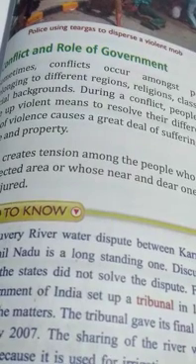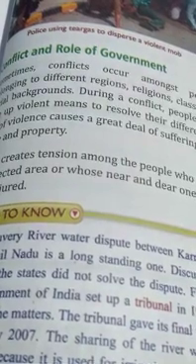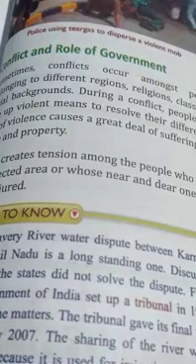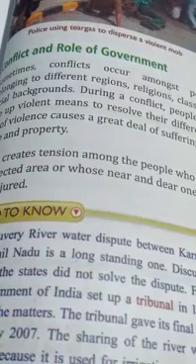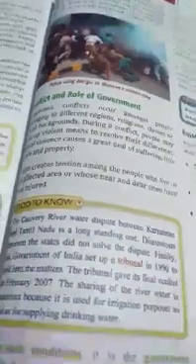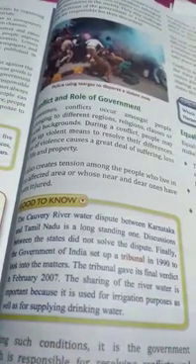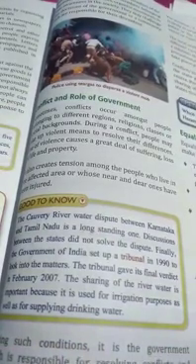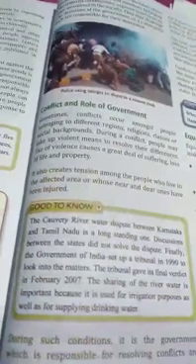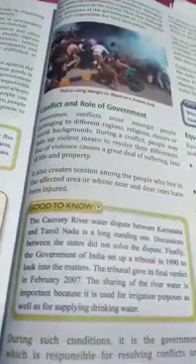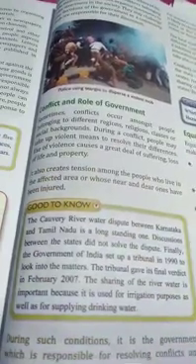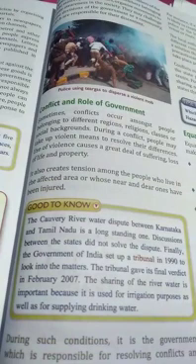The second example of conflicts arising is between the states or between the center and the state. A very good example of that is the Kaveri River water dispute. The Kaveri River water dispute was between the two states of Tamil Nadu and Karnataka, and the central government was forced to step in because it was not getting resolved.